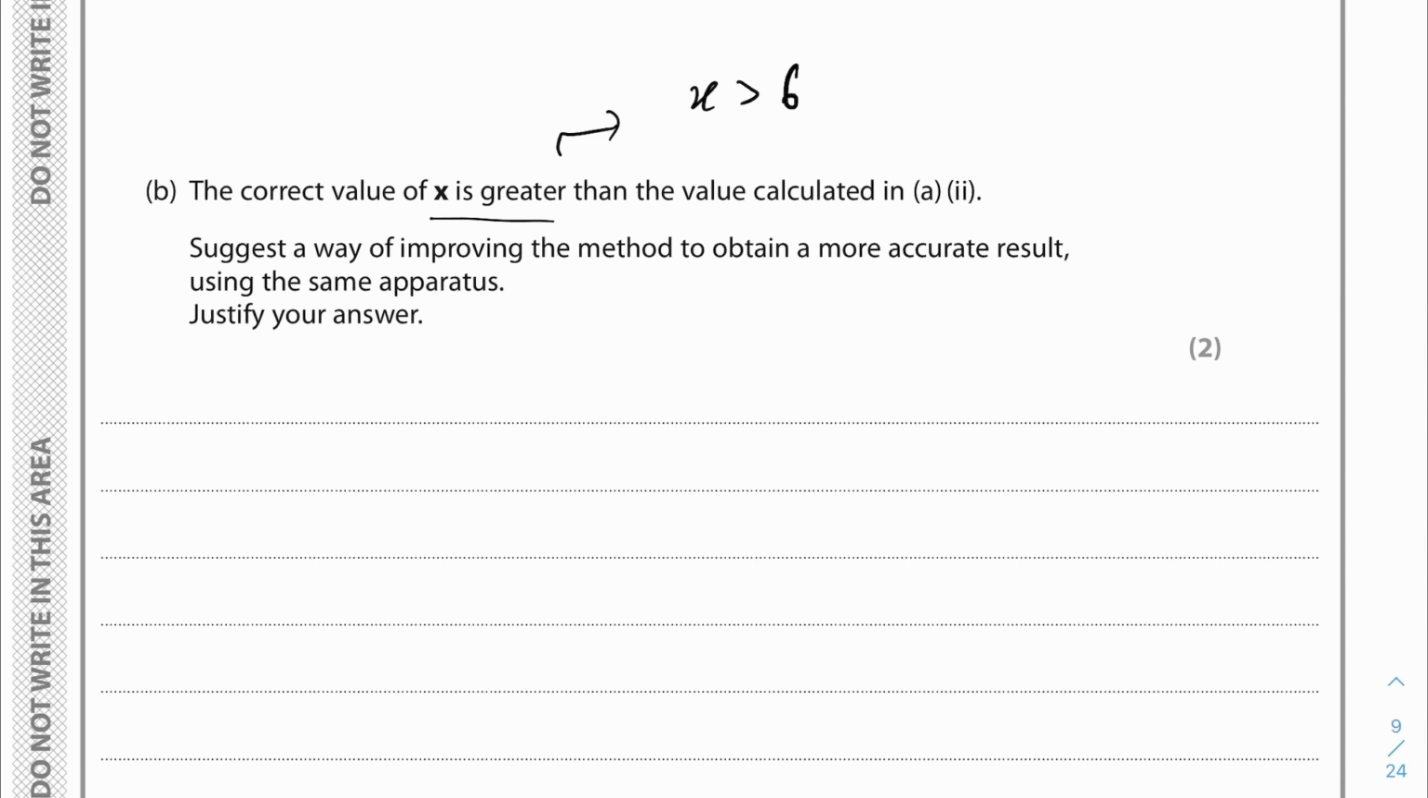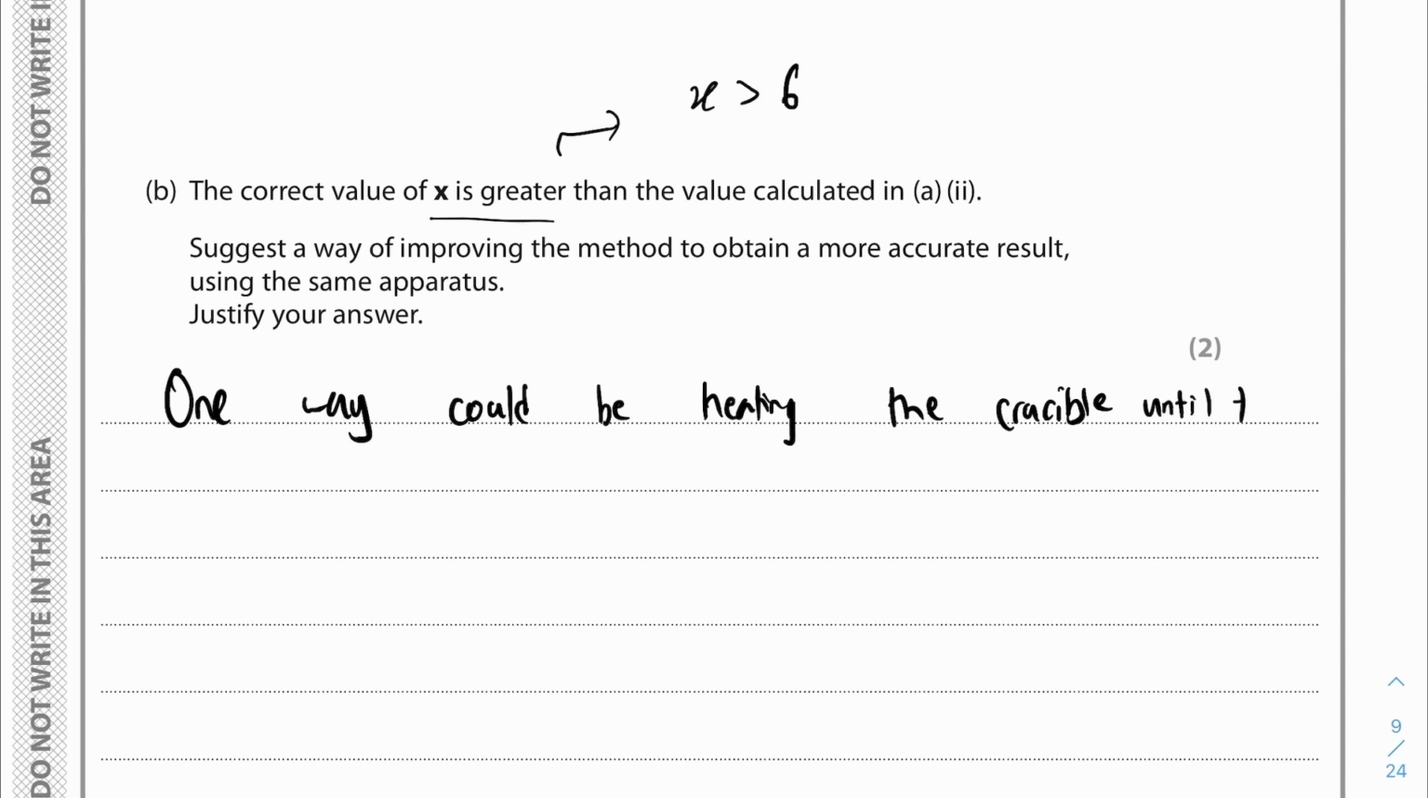Suggest a way of improving the method to obtain a more accurate result. So we want to lose more water. One way we could do that could be to heat for longer, heating the crucible until we get constant mass. That's a term they use in the mark scheme a lot. Heat the crucible until the mass of MgSO4 is constant or does not change.